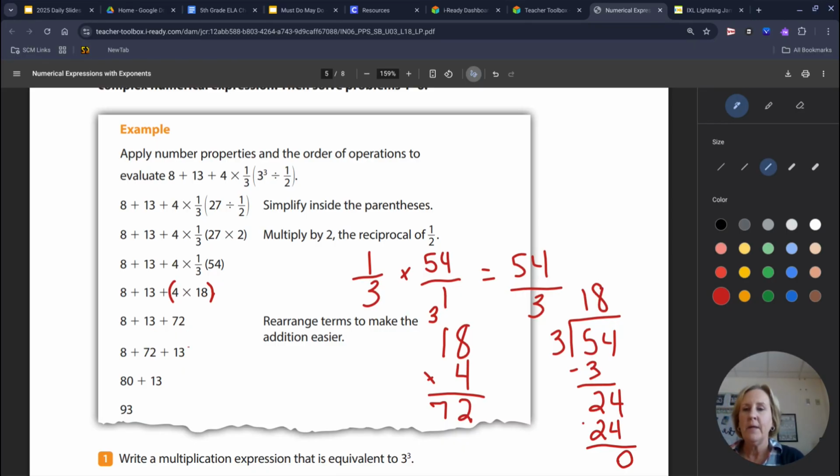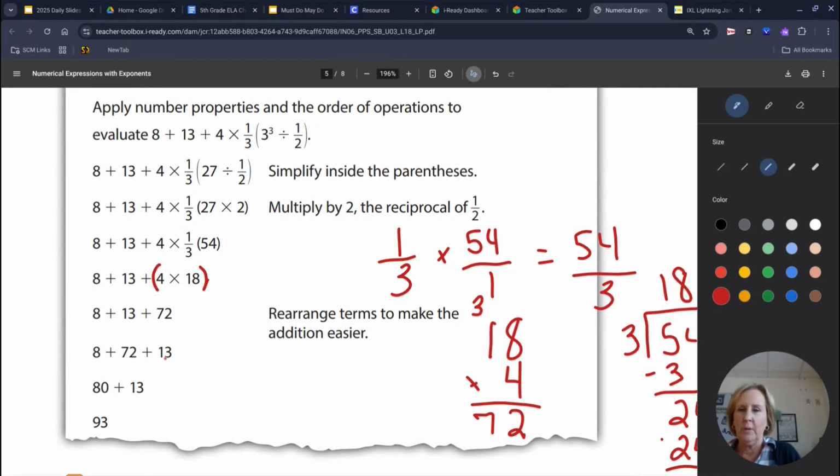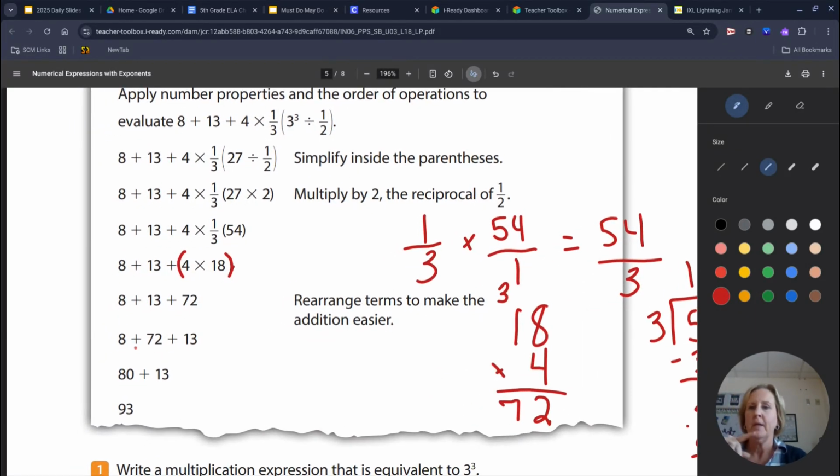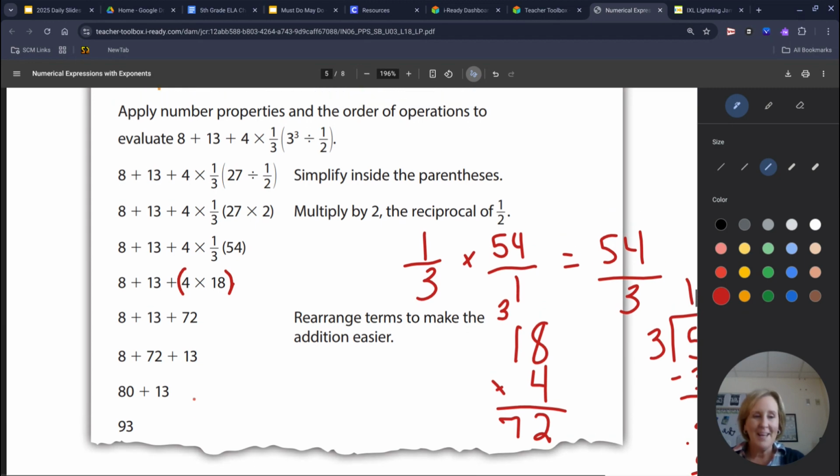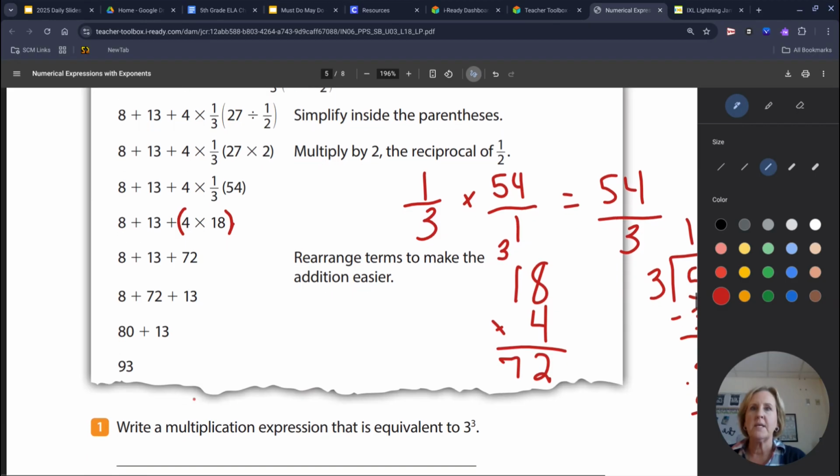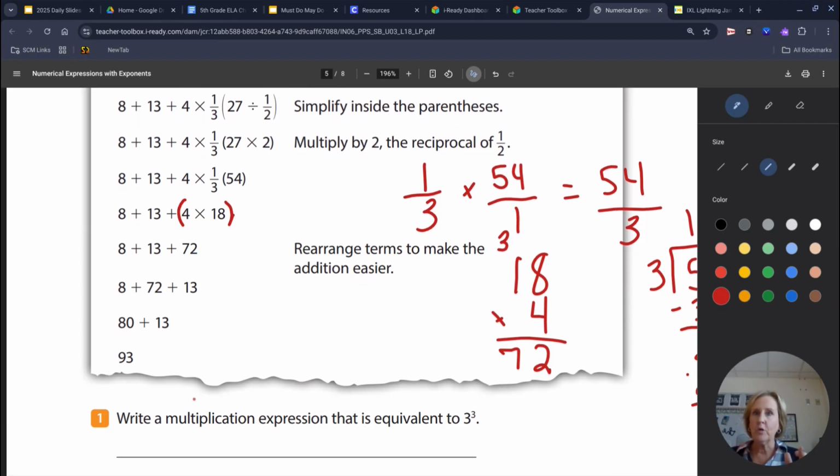Now, this is going to come up down below a little bit, but I'm going to show you something. I think we are going to do the left to right, right? So we're going to do 8 plus 72. I can do that in my head. I can do that mental math. That's 80. And then I can add the 13. 80 plus 13 is 93. So yes, a lot of steps, and sometimes can be tricky for students if they struggle to keep organized and struggle to keep focused.